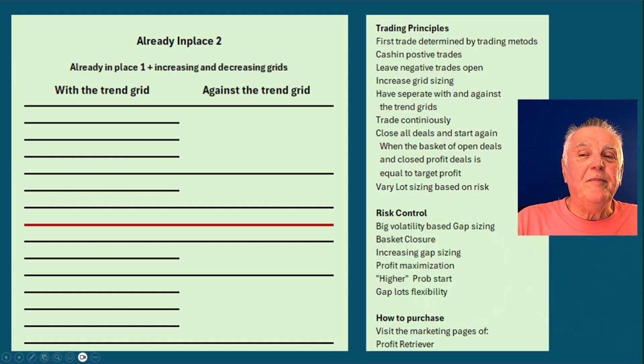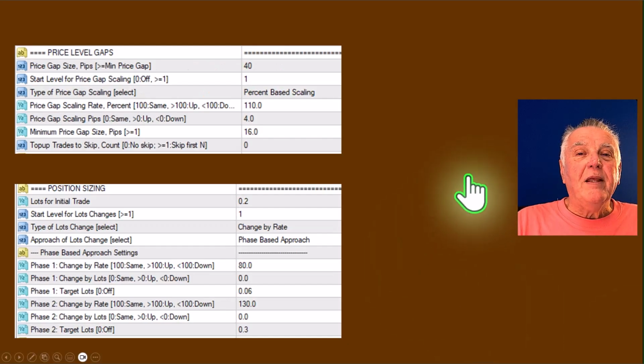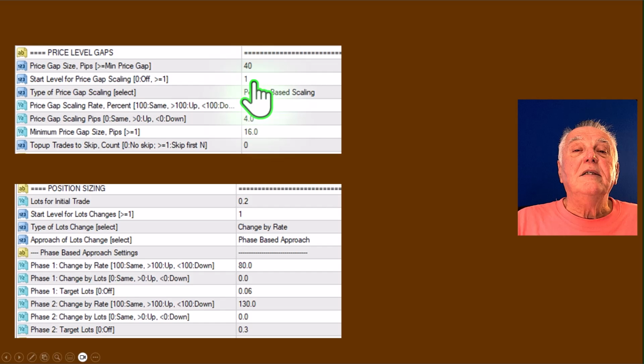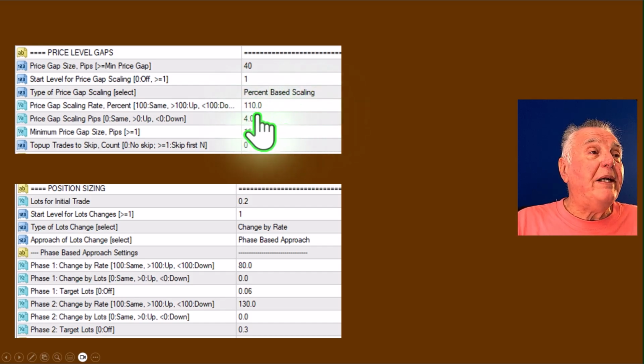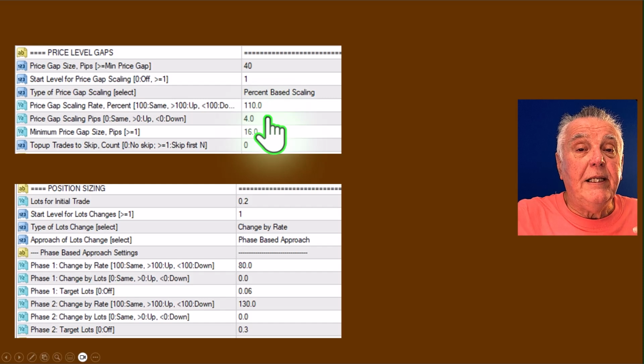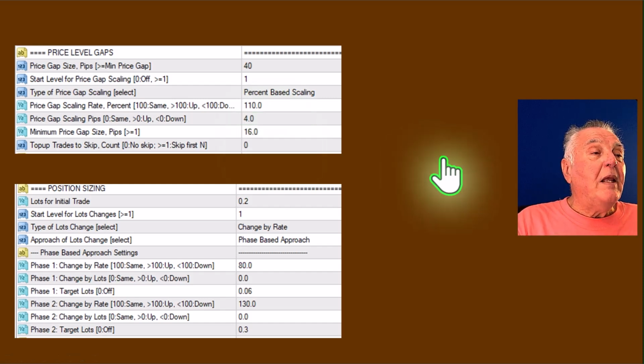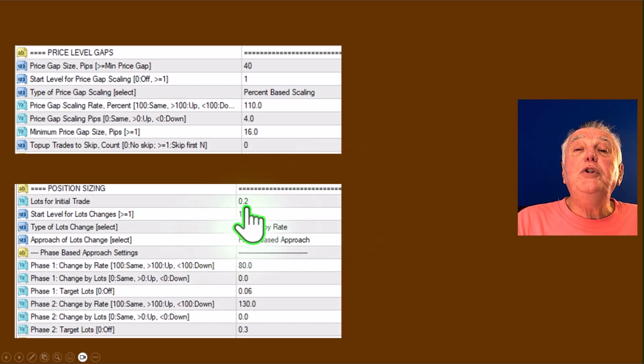So let's have a look at some of the settings used by the profit retriever. So here's an example: price gap. Again, after how many movements do you want to start it off? Do you want to use a percentage based or a pip based? In this case, they select a percentage and it will increase by 110%. So the lot sizing, the gap sizing is controlled, but then it says, okay, now we're starting with 0.02 lots.